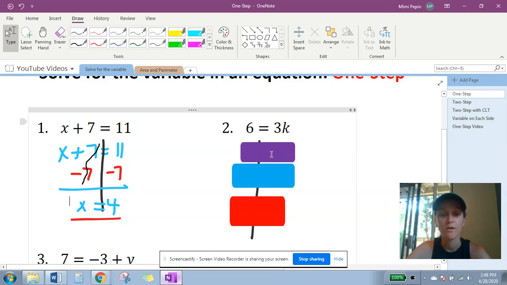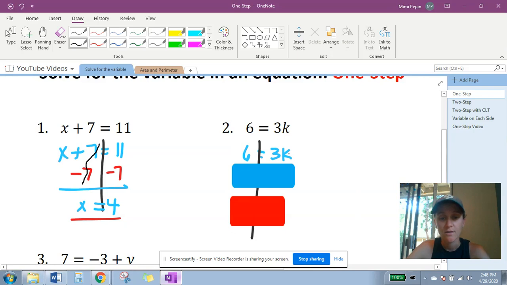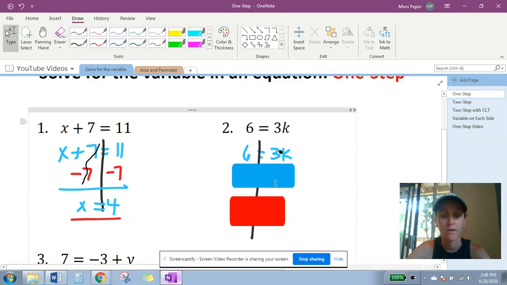All right, for number 2, we have 6 equals 3k. And so for this one, remember there's an invisible dot in between here that's saying that we have 3 times k, so that's multiplication. Remember the opposite of multiplying by 3 is dividing by 3.